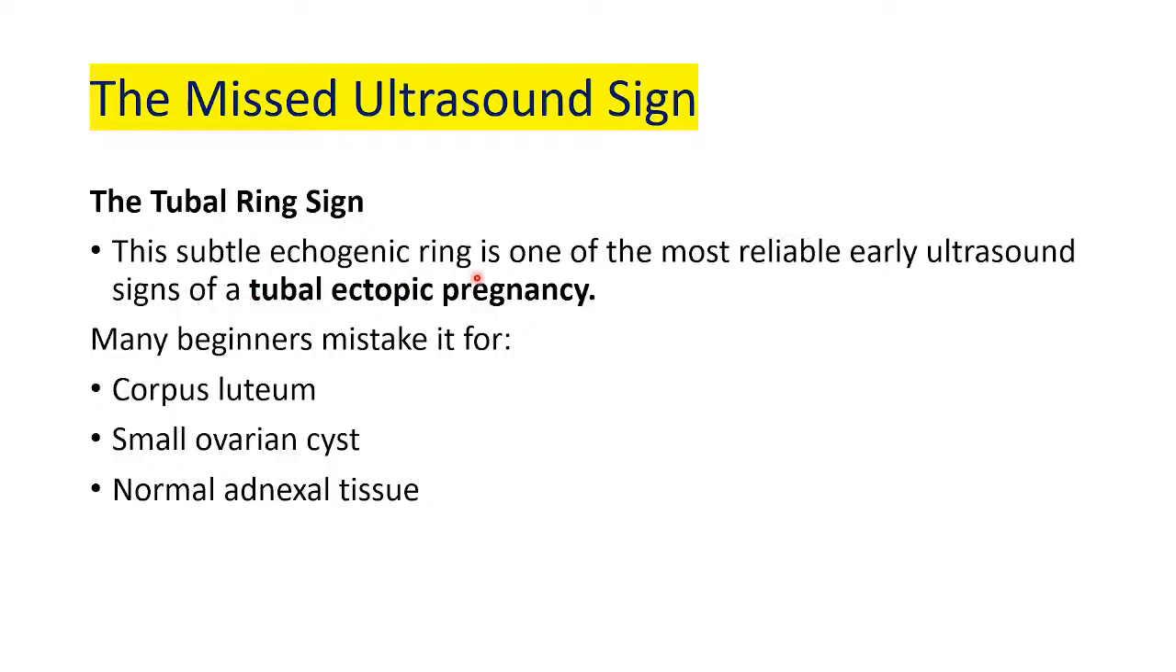This subtle echogenic ring is one of the most reliable early ultrasound signs of tubal ectopic pregnancy. So this is not just an ectopic pregnancy, it's a tubal ectopic pregnancy. Many beginners mistake it for a corpus luteum cyst, small ovarian cyst, or normal adnexal tissue. So you must be very meticulous.